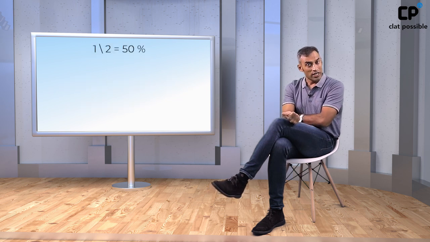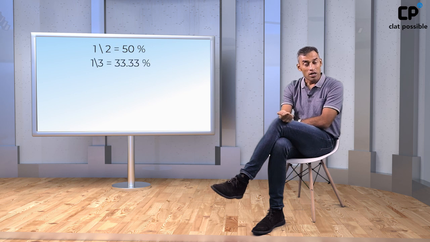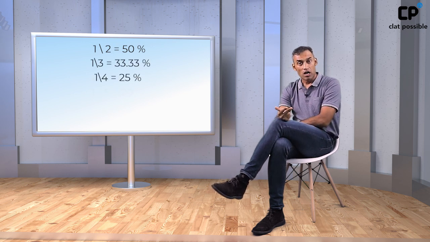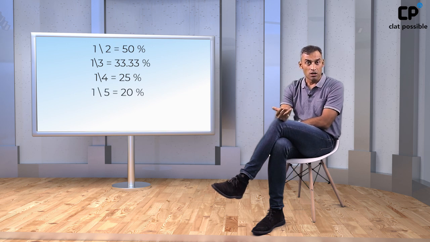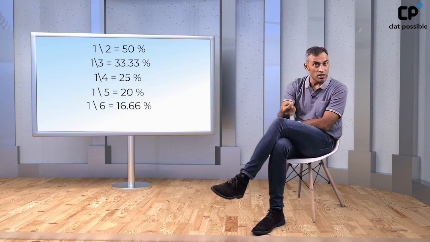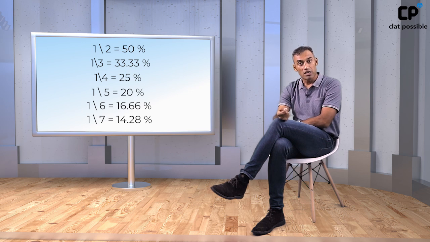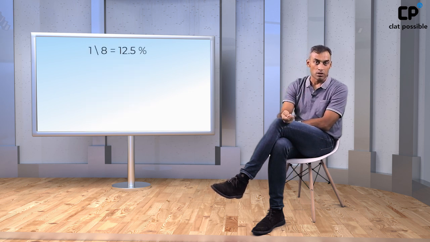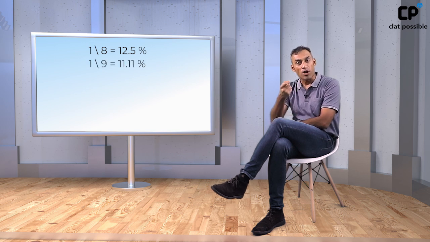So 1 by 2 is 50%. 1 by 3 is 33.33%. 1 by 4 is 25%. 1 by 5 is 20%. 1 by 6 is 16.66%. 1 by 7 is 14.28%. 1 by 8 is 12.5%. 1 by 9 is 11.11%. 1 by 10 is 10%.